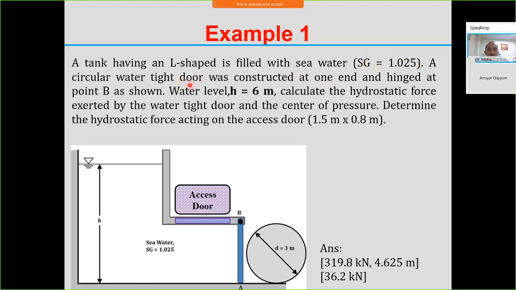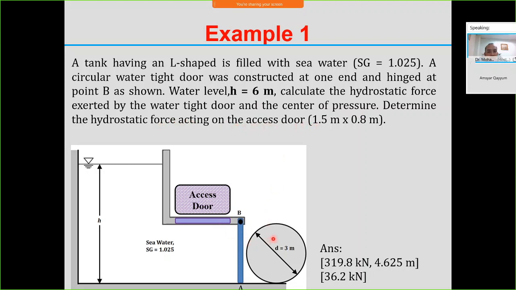Okay, a circular watertight door was constructed at one end and hinged at the point B. This is the door. The door is hinged at point B. Water level H equal to 6 meter. Calculate the hydrostatic force exerted on the watertight door and the center of pressure. Determine the hydrostatic force acting on the access door.